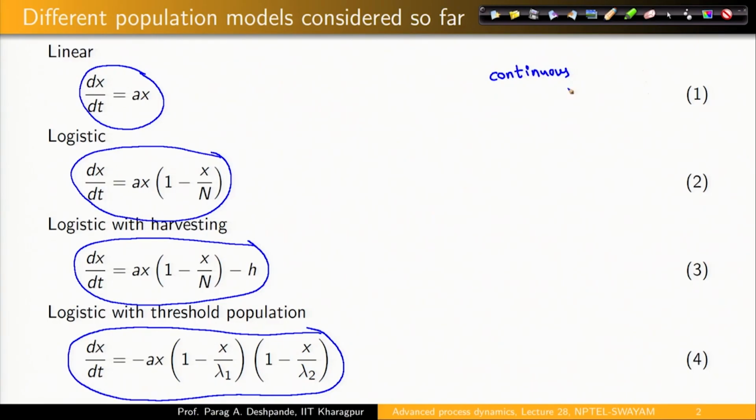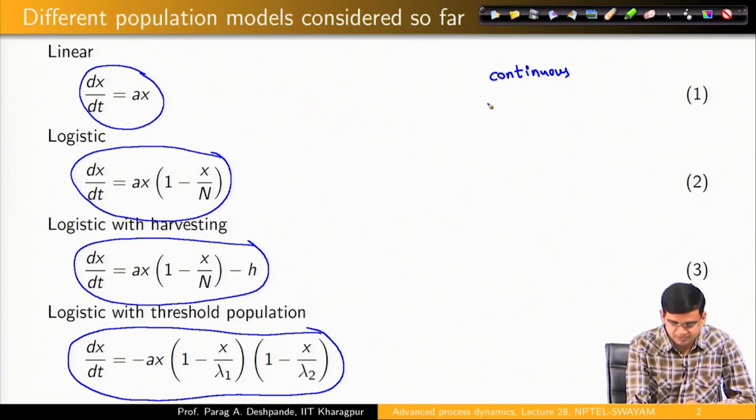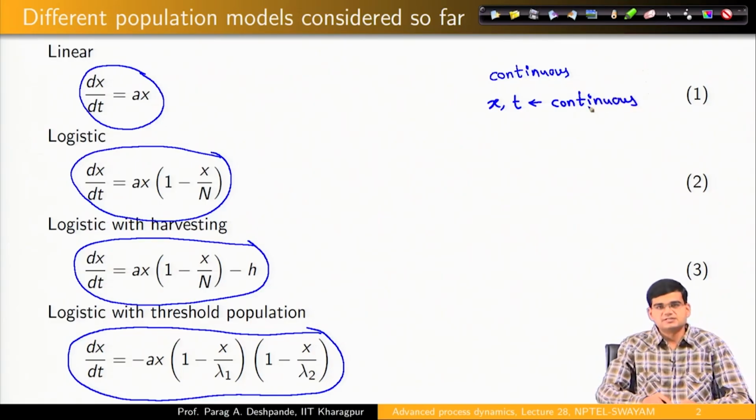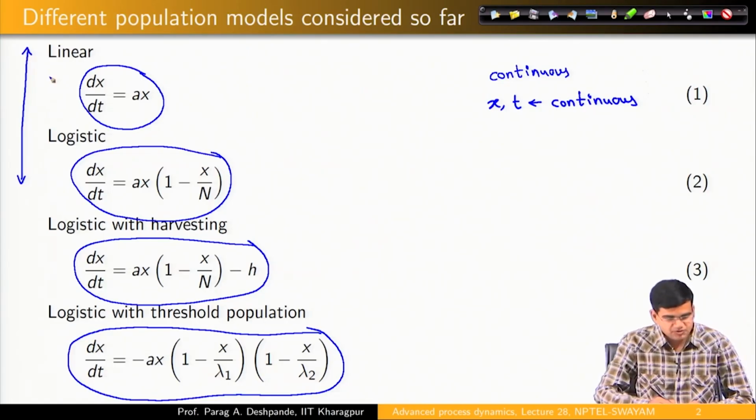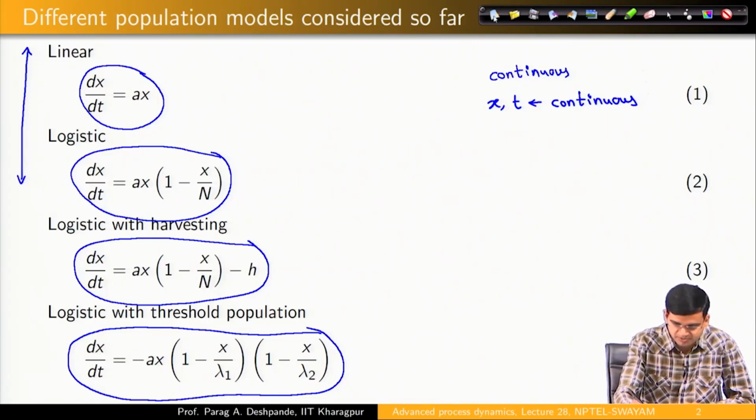And what is the meaning of continuous? In all of these models, the population x as well as time t are continuous in all of the cases. But if we consider, for example, the first two cases and try to determine the populations of a species with some given initial population.